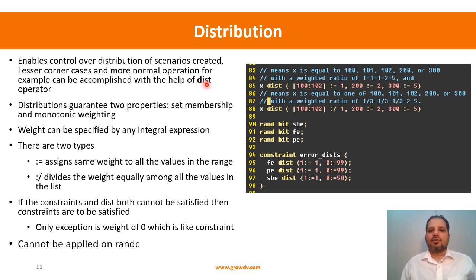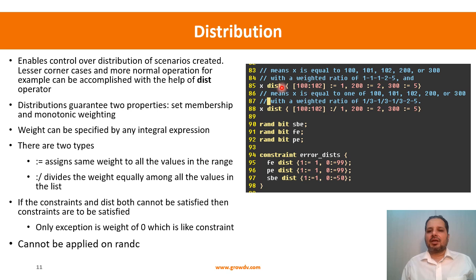So I can use dist, which guarantees that set membership. Whatever I have defined in that particular value set, your random value will take those values. Plus I can define a monotonic weighting. There is a formula, that is why it is monotonic, and I can define those formulas with which the probability would get distributed. The weights can be specified with any integral expression including value 0. And there are two ways in which you can specify the weights, and we will look into examples of each one of them. So there is colon equal to. When you say colon equal to, it assigns the same weight to all the values in the range.